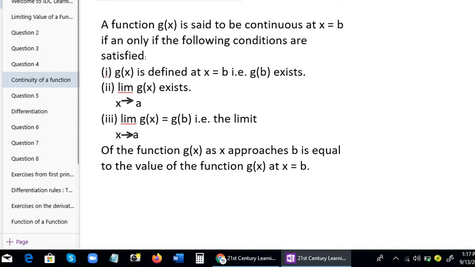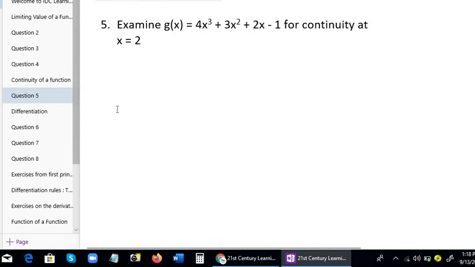If g of x is defined at x equals b, if the function exists, number one, and if the limit of the function exists, and if the limit of the function and the function are equal to each other, then we can say that the function is continuous. I know this might be confusing the way I've explained it, so we are going to use an example to explain this further. To do that, let's look at question 5.